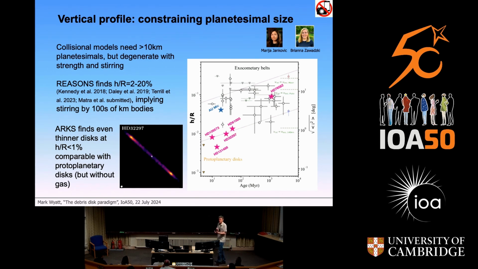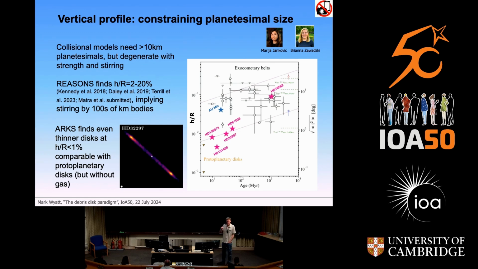And what this means is if the disks are being puffed up and stirred by embedded bodies that are sitting in the disk, then it's telling us that those are of order 100 kilometers in size, because disks get stirred up to the escape velocity of the biggest bodies. So it's telling us something about the biggest objects in the disk, which otherwise we'd have no information about.